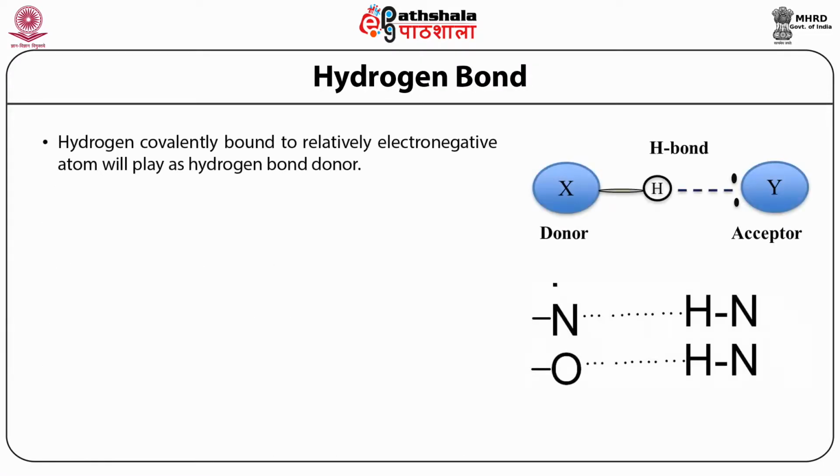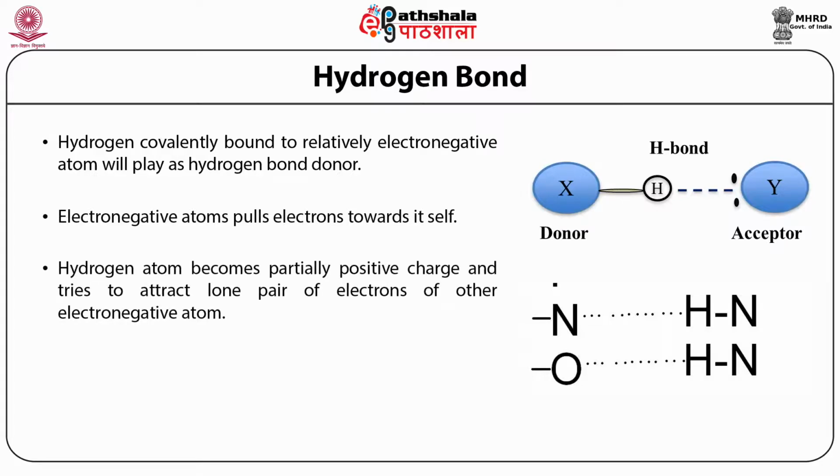So the hydrogen covalently bound to a relatively electronegative atom will act as the hydrogen bond donor. What happens? The electronegative atom tries to pull the electrons towards itself, and then the hydrogen atom becomes partially positively charged. The other electronegative atom, which has a lone pair of electrons, is attracted to the partially positive hydrogen. So the electronegative atom pulls the electron towards itself, and the hydrogen atom becomes partially positively charged and tries to attract the lone pair of electrons of the other electronegative atom.